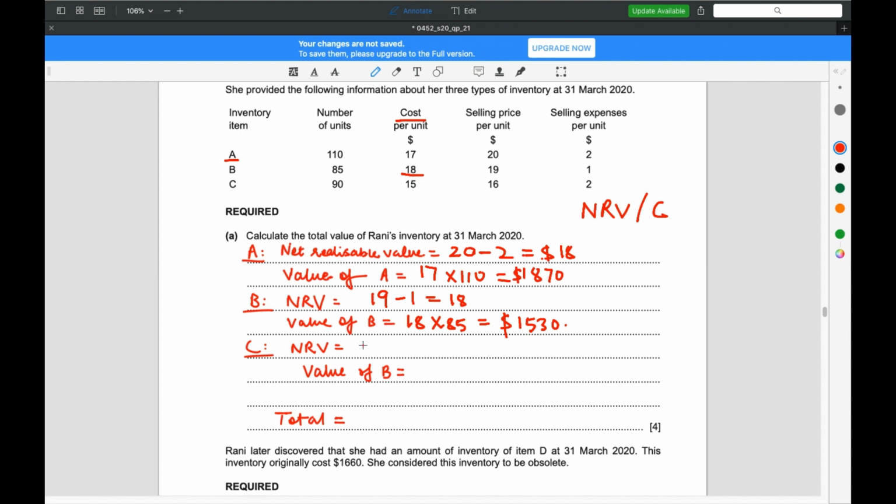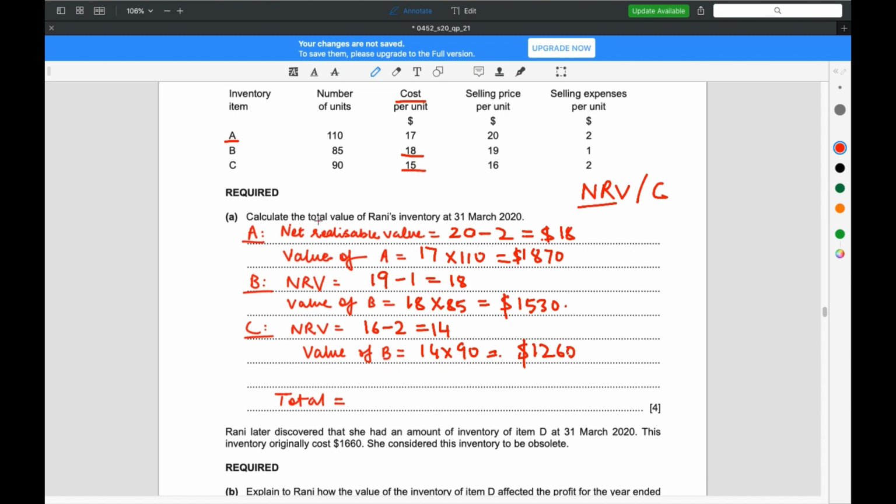All right, and then same thing with C. The NRV is going to be 16 minus 2, which is $14. I forgot to write the dollar sign there, but you shouldn't be forgetting that. So $14, right? And the cost is 15. So in this case, the NRV is lower than the cost, so we're going to use the NRV to value the inventory. The NRV is 14, and multiply that by 90. So 14 into 90 gives you 1260.